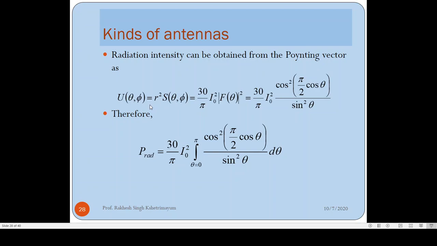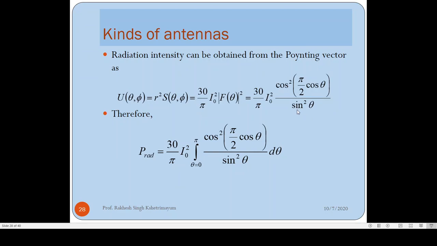So you have the expression for the electric field E theta. H phi will be E theta by eta. So you have the expression for the Poynting vector. Once you have the expressions for electric field and magnetic field, you can find the Poynting vector. You multiply it by r square. This is the expression you are getting. So the final expression for u theta phi for any dipole antenna of finite length is 30 by pi I naught square cosine square of pi by 2 cos theta, divided by sine square theta.